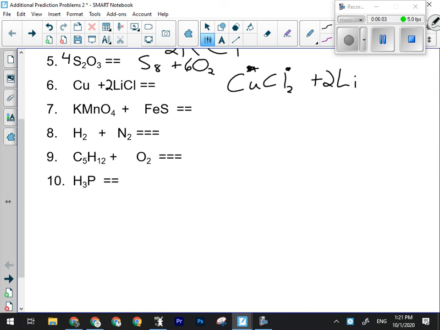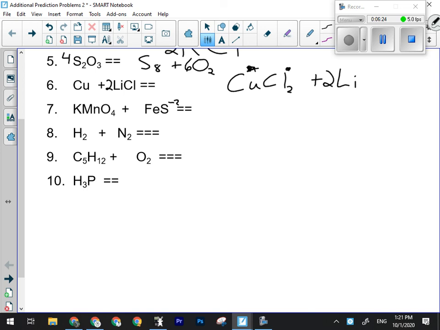Okay, questions on that one? Okay, so that's one of those ones that's got a little exception in it. For number 7, I have potassium permanganate, and it's reacting with iron 2 sulfide. Is it important for me to know what the charge on iron is? It is, because iron's multivalent, and it's going to be in an ionic compound on the other side.